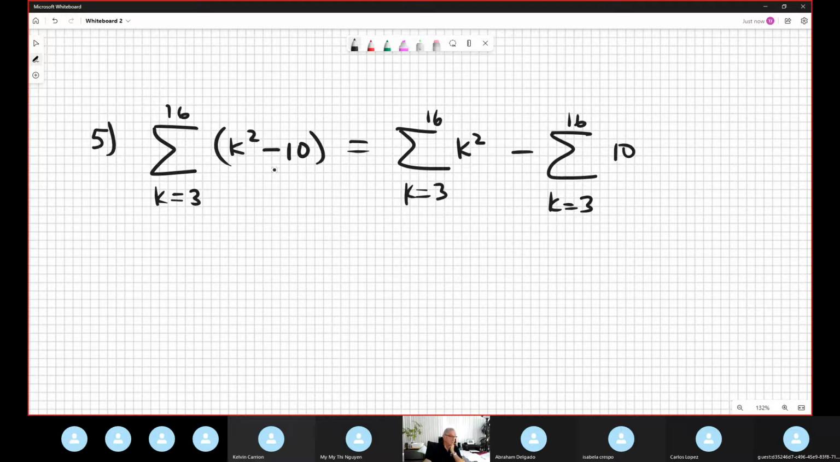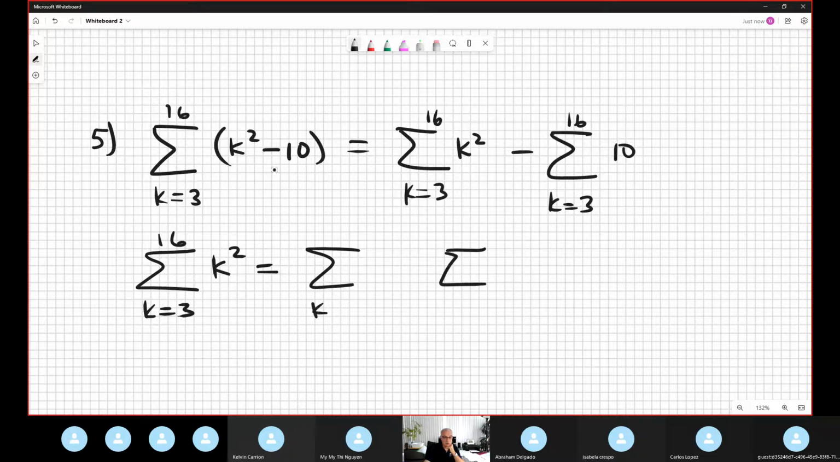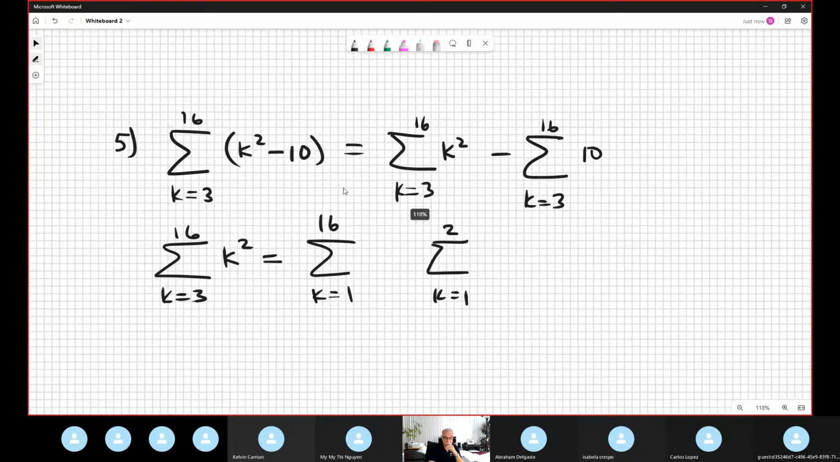Okay, let's compute it one by one. To compute this summation, I want to copy it again. We cannot use the formulas directly because it's starting at 3, not at 1, and the formula is valid when it starts at 1. But I take advantage: I split it into summations, and one summation starts at 1. So starting at 1, the formula is clear. Up to 16. Okay, and starting at 1 to 2. The reason is super clear.